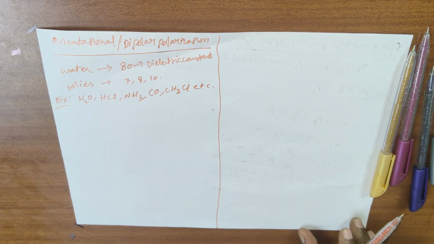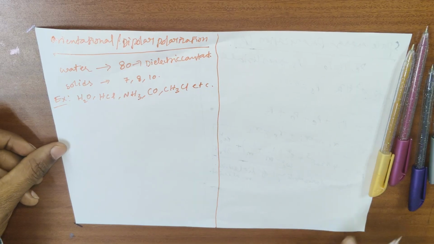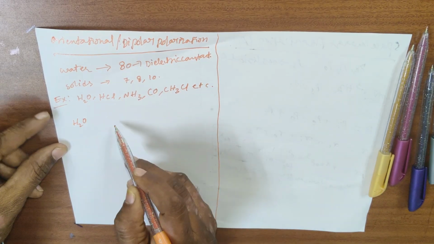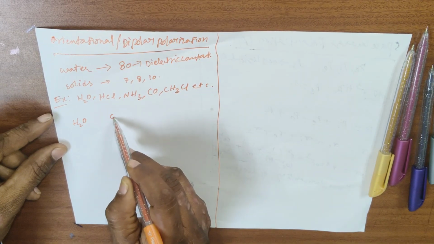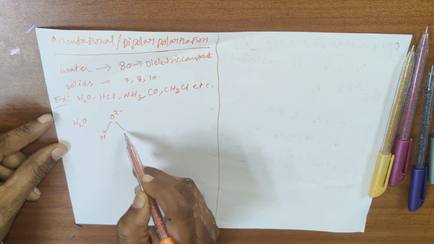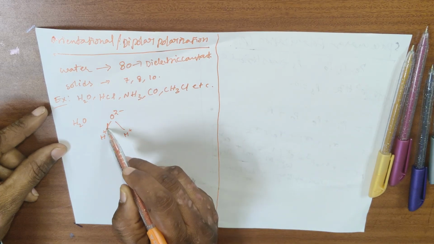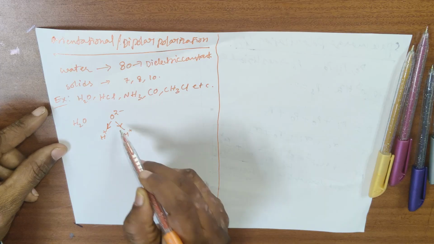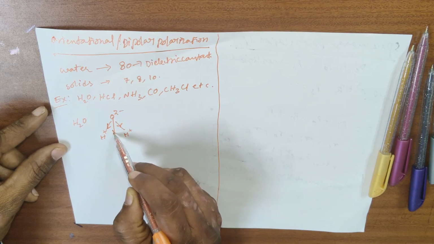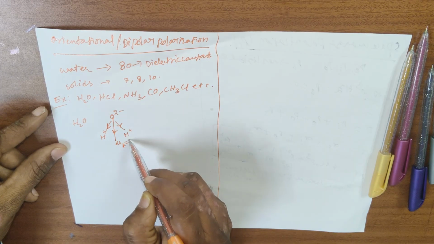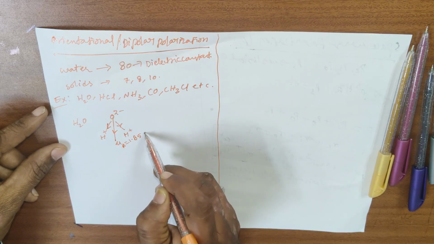For example, consider water, that is H2O. The molecular structure of water is like this: O 2 minus, and H plus. The dipole moment is from negative to positive direction, it is in this direction. This is the resultant dipole moment, mu, it is nearly 1.85 D.